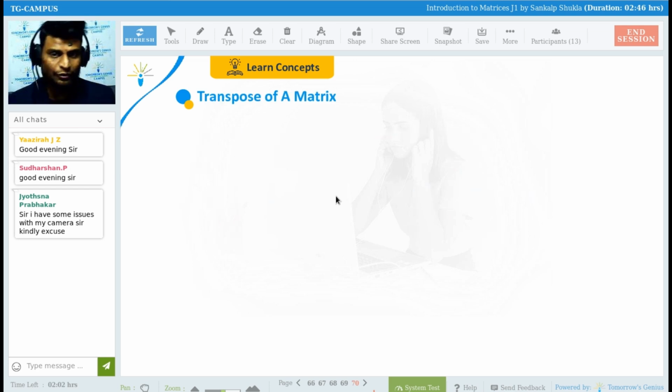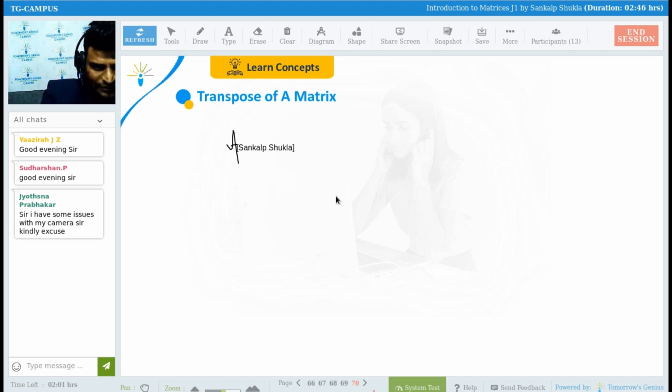Okay, fine. Now transpose of a matrix. It's very important because it is highly used in each and every question. Most of the questions are solved with the help of transpose only. Okay. So what is this transpose of a matrix? Suppose I have a matrix, A matrix is there.